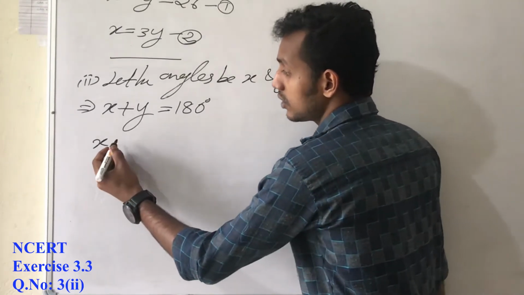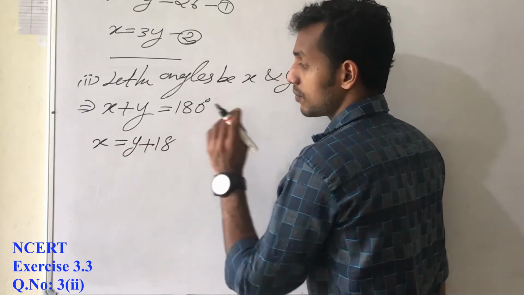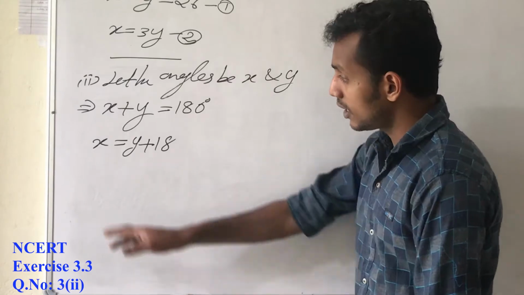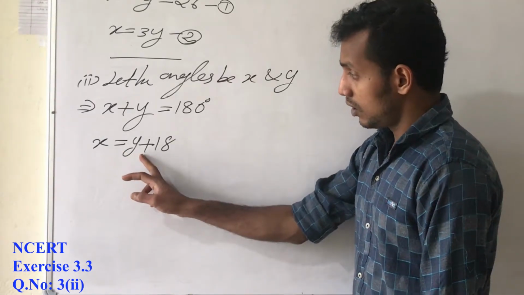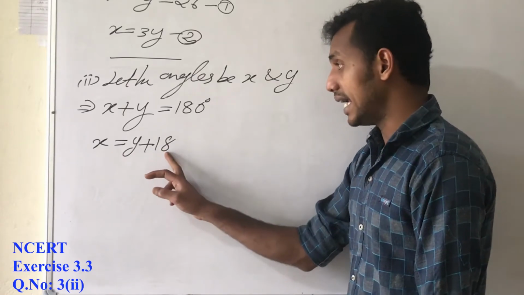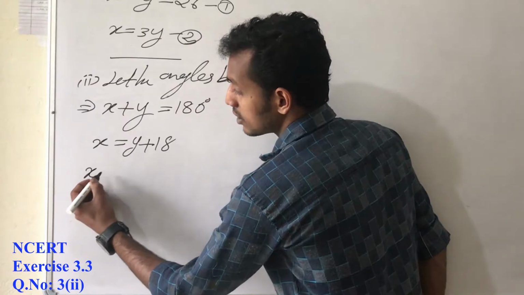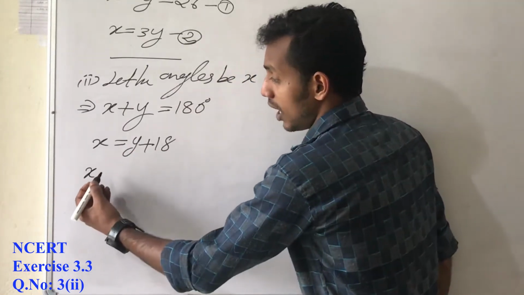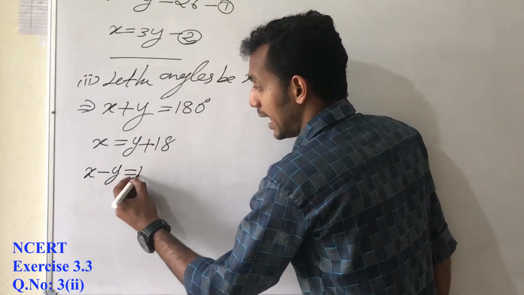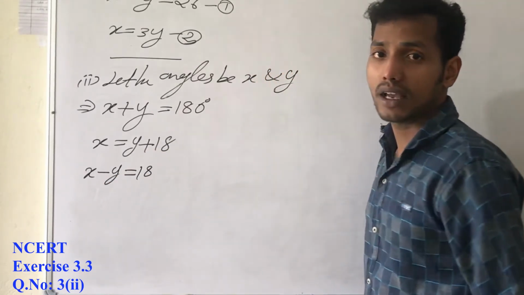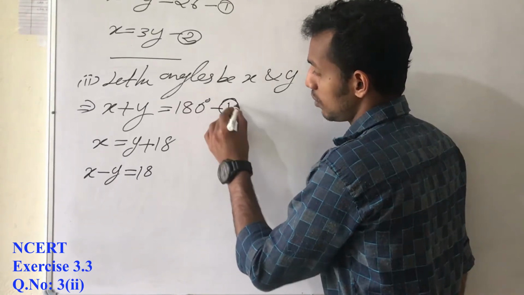So you can write it in two ways. x equals y plus 18. This means that x, the larger angle, exceeds the smaller by 18. Clear? Otherwise you can write x minus y equals 18 degrees, that is, the larger angle exceeds the smaller by 18 degrees, which means their difference will be 18 degrees. In both ways you can write. Okay. So this is equation number 1.